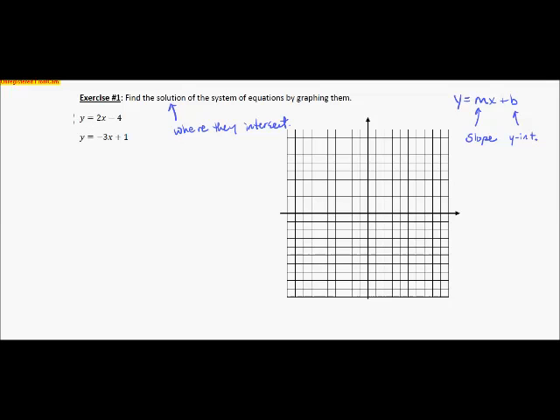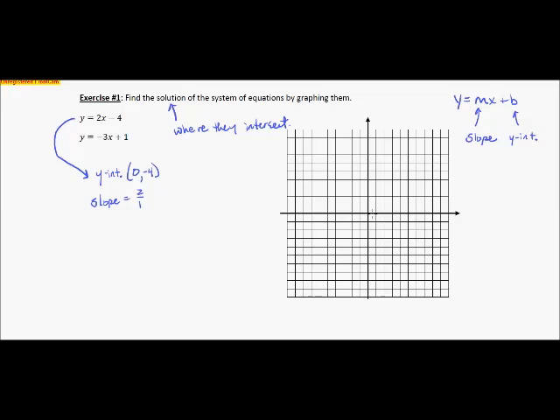So if I go to graph this first equation, I can see it's already in the form y equals mx plus b for me. Alright, so my y-intercept, that's where we go first. My y-intercept is going to be 0, comma, negative 4. And my slope, so you get that right there, my slope, right, is 2 over 1. Alright, so let's go ahead and graph that.